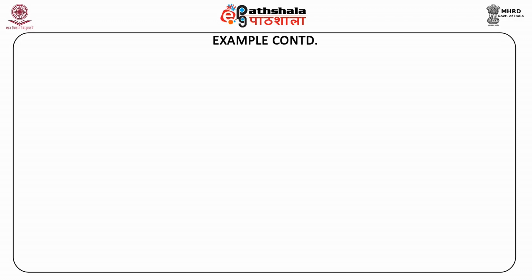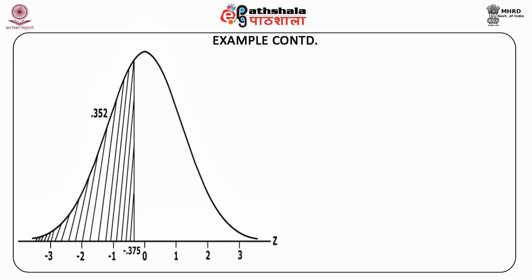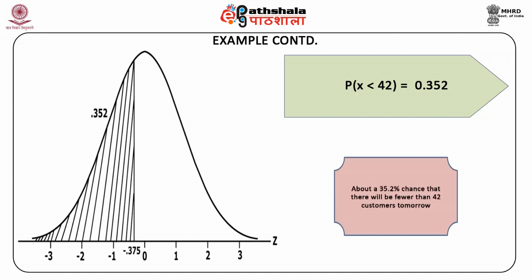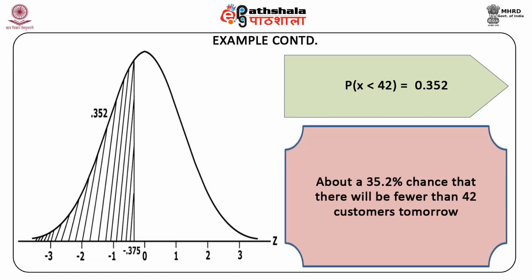This is also illustrated in the figure. We can conclude that probability of x less than 42 is equal to 0.352. That is, there is about a 35.2% chance that there will be fewer than 42 customers tomorrow.